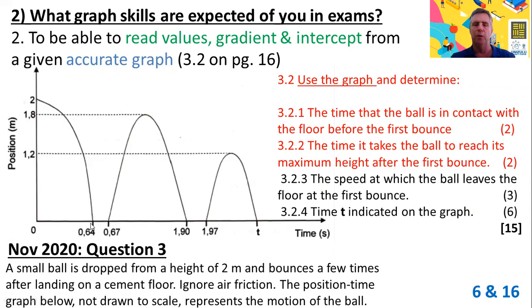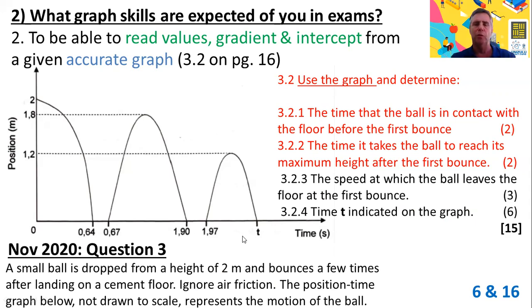The ball landed at 0.64 seconds, took off at 0.67. The difference between those times is 0.03 seconds, and that's the answer. And if you know how to use the graph, it will not be difficult. And you continue using equations of motion to take values off the graph. Finally, you're asked for the time t indicated on the graph. So those are 2 skills involved with reading values or analyzing graphs.